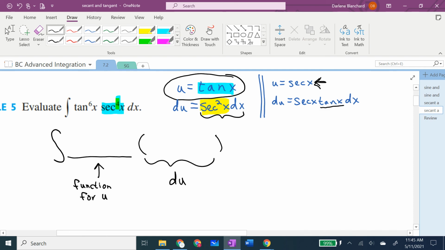And if one of those tangents is pulled aside, I can only use the Pythagorean identity if I have an even exponent left on a tangent inside.